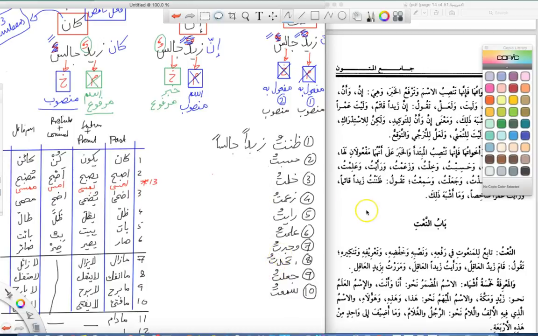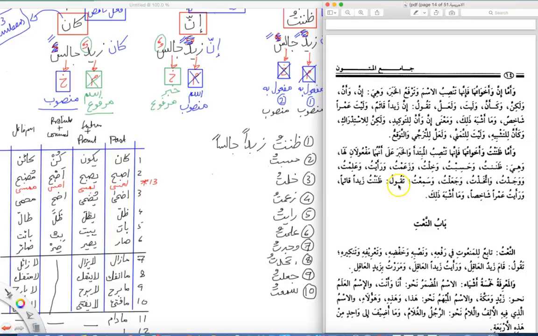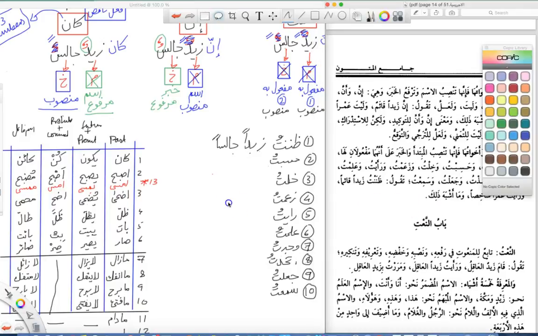That's why they're called qalb. So تقول, you say, ظننت زيدا قائما. I thought Zayd was standing. ورأيت عمرا شاخصا. And I believed Amr was looking. وما أشبه ذلك, and anything which is similar to that. So that's basically what this lesson is about.